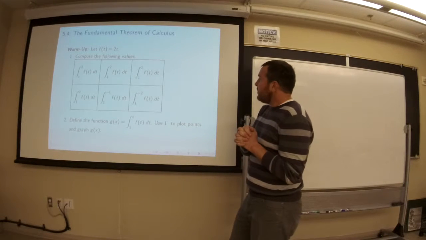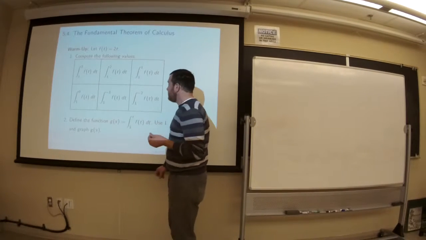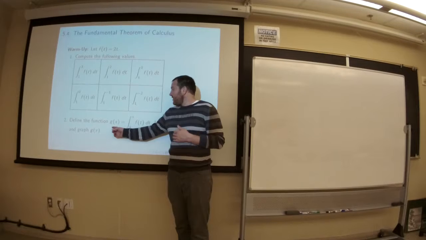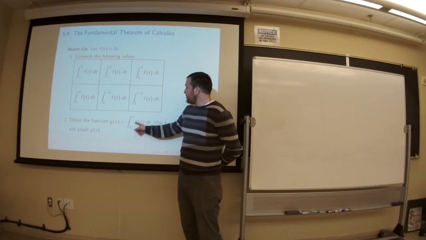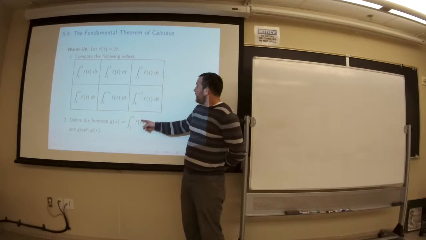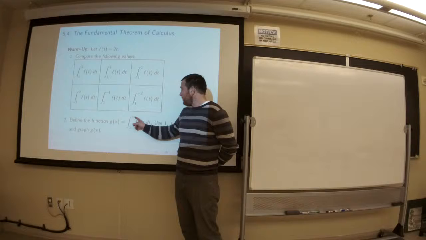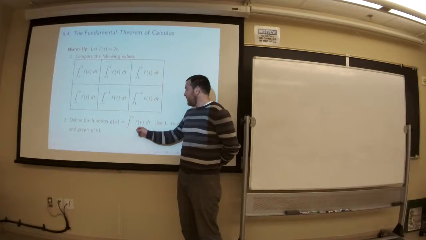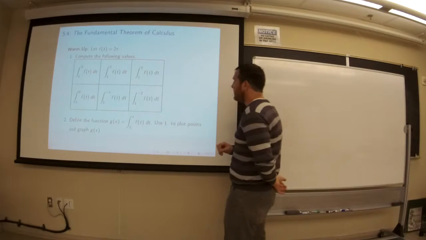And then what we're going to do is use those values that you found from the definite integrals to try to plot a function that we call g of x, where the input x is actually the top limit of integration on these same type of integrals that we've been doing. So the function will be, again, the input is x on the top limit of integration, and it's the integral from 1 up to x of f of t dt.